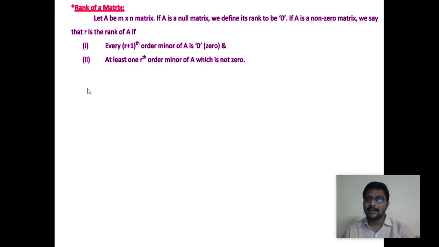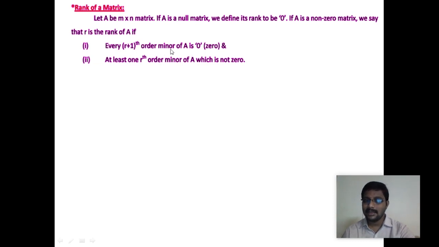Suppose A is non-zero matrix. Non-zero matrix means a matrix in which at least one element is a non-zero element, then it is called non-zero matrix. We define the rank as a small r if it satisfies the two conditions. The first condition is every r plus one order minor of A is 0.